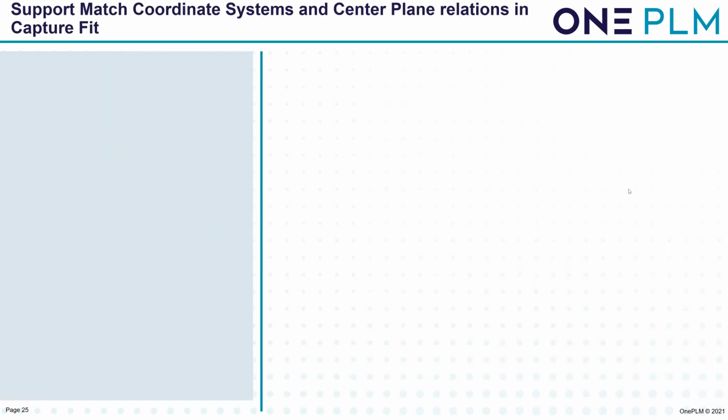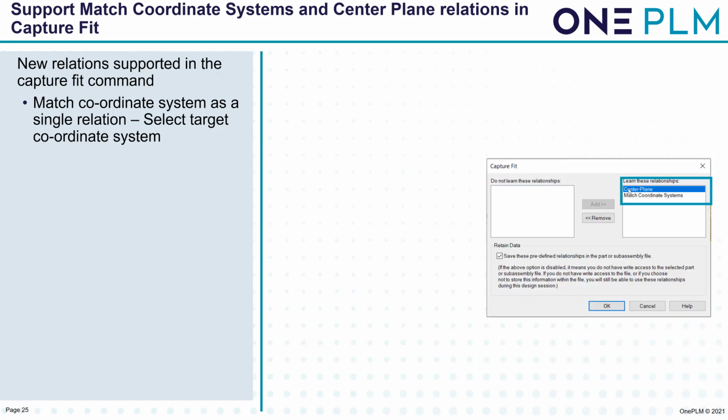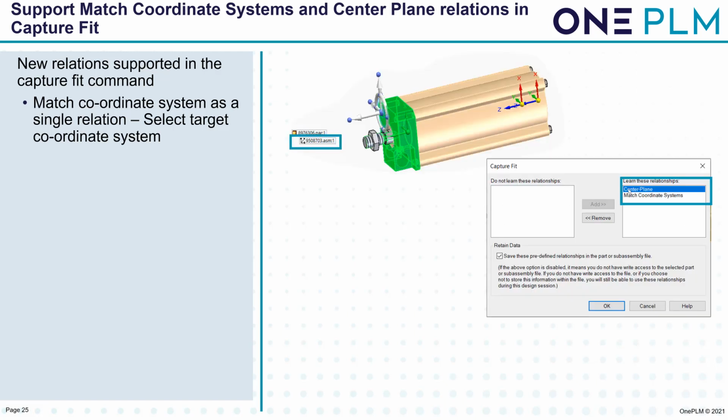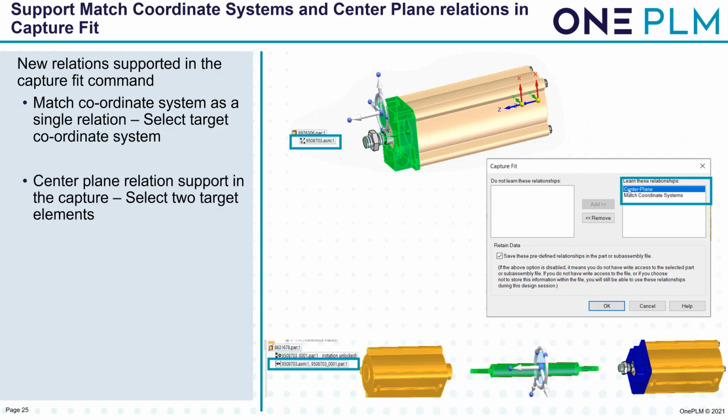So looking at capture fit, we've now got support for center plane relationship and coordinate systems available. So previously capture fit has been limited to the kind of relationships we've done. So now we can see we've now got those additional options. Match coordinate system as a single relationship. So that has enabled us to be able to do that because we've had that change. And the center plane relationship support in capture fit.